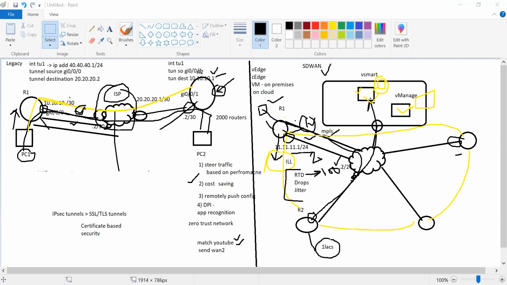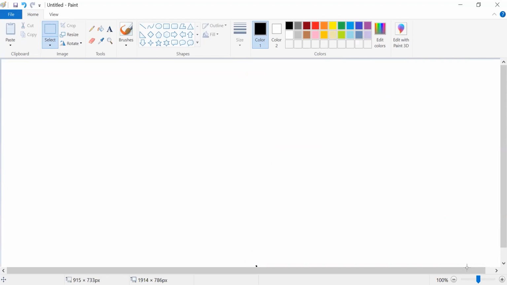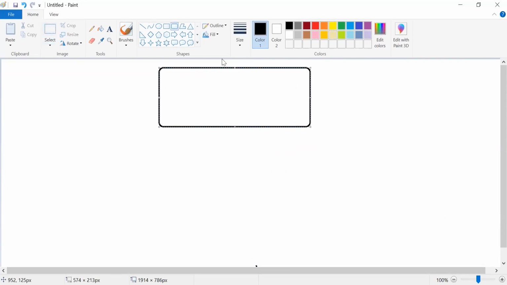No? Okay. Now, since we have compared the legacy to the SD-WAN, now I'll tell you the basic steps. What happens with SD-WAN? What are the usual steps? What is the function of each and every device?